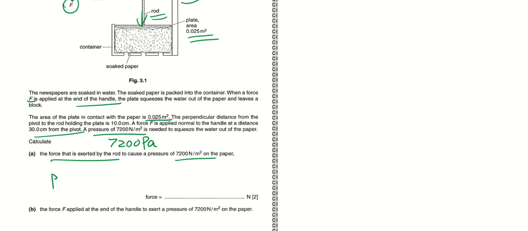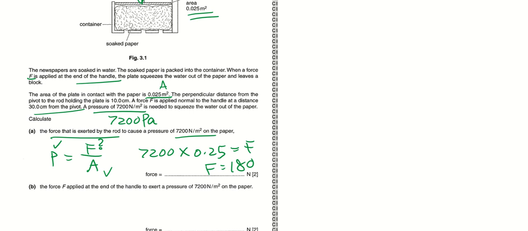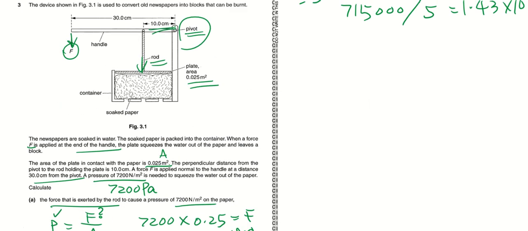So pressure's formula is force over area. Pressure is given, force is unknown, we are asked to find, and area is given as 0.025 meter square. So let us put in the values: 7,200 multiplied by 0.025 equals F. Therefore, my force is 180 newtons. Okay, so the force applied at the end of the handle to exert a pressure of this, right? So continuing from part A, what is the force required?